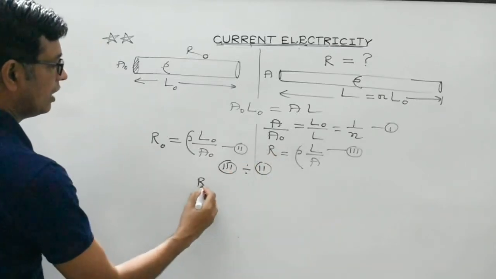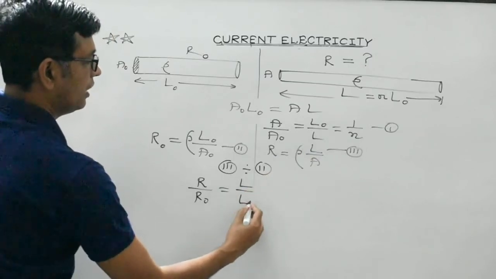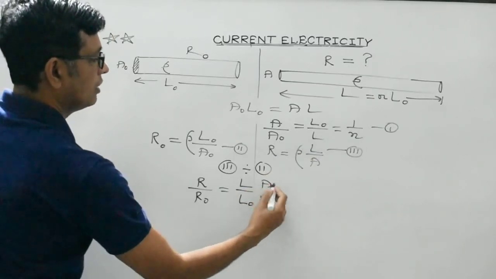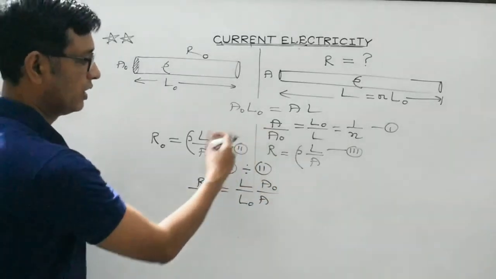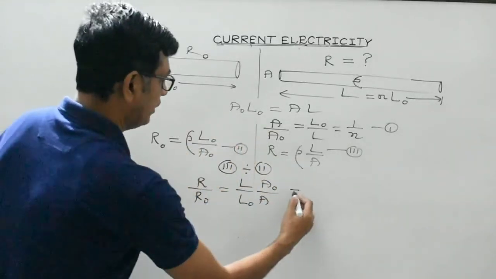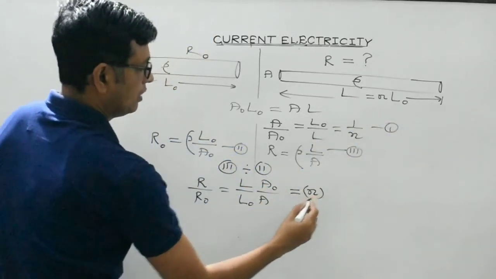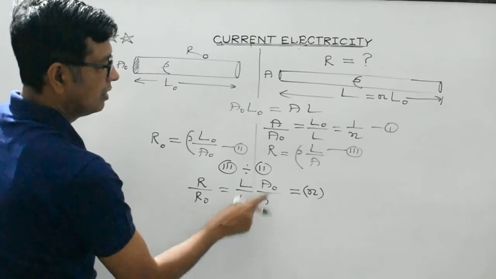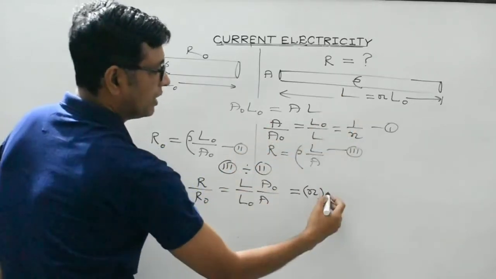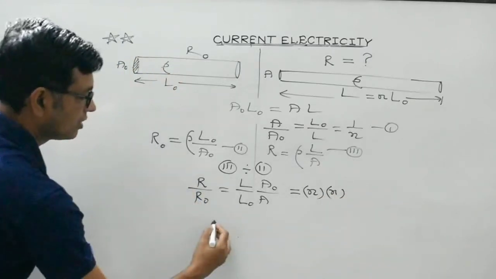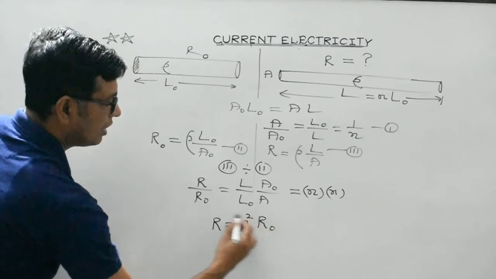What we get is R by R naught is equal to L by L naught and A naught by A, right? So rho will get cancelled. So let's substitute the value. What is L by L naught? L by L naught is N. What is A naught by A? A by A naught is 1 by N. Therefore, A naught by A would be the reciprocal of 1 by N. That is again N. So what do you get? R is equal to N square multiplied by R naught.